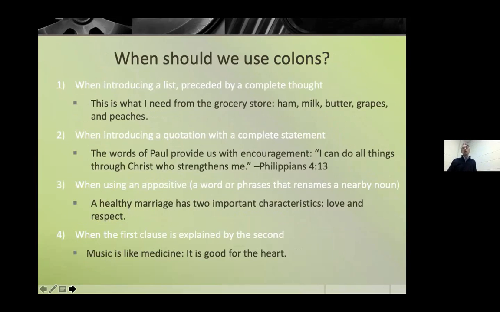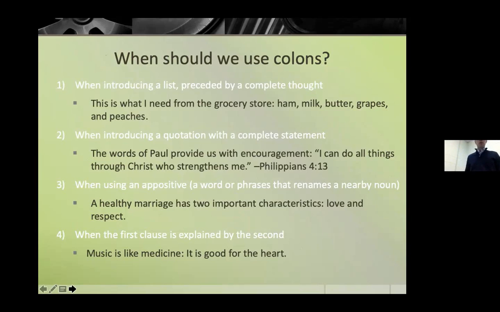Okay, now colons. The last thing we're going to talk about here is colons, and this is a really helpful punctuation mark, and it has a few uses. I'm going to go through the first one, and then I'll mention something here as a kind of general rule. You can see it.